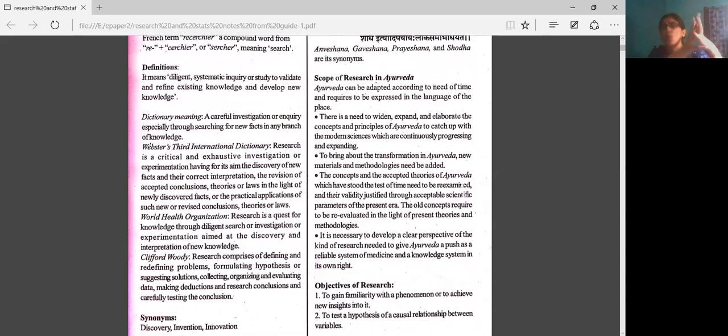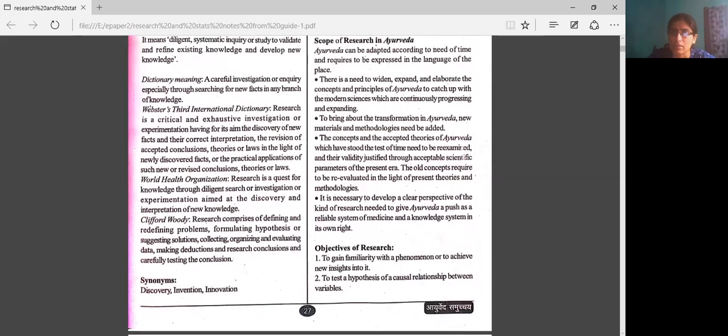What are the objectives of research? First one, to gain familiarity with a phenomenon or to achieve new insights into it. Second point, to test a hypothesis of a causal relationship between variables.